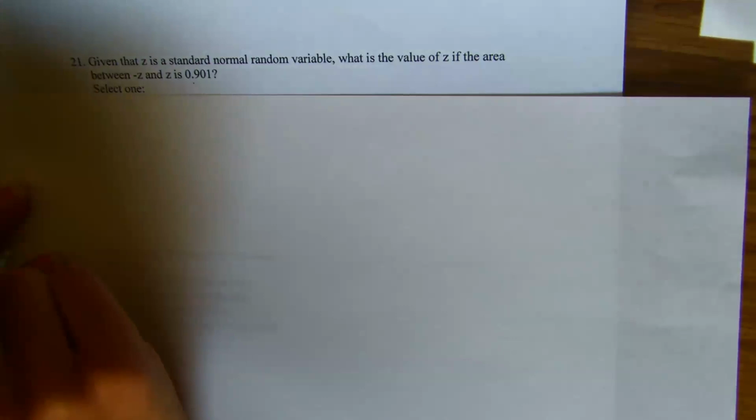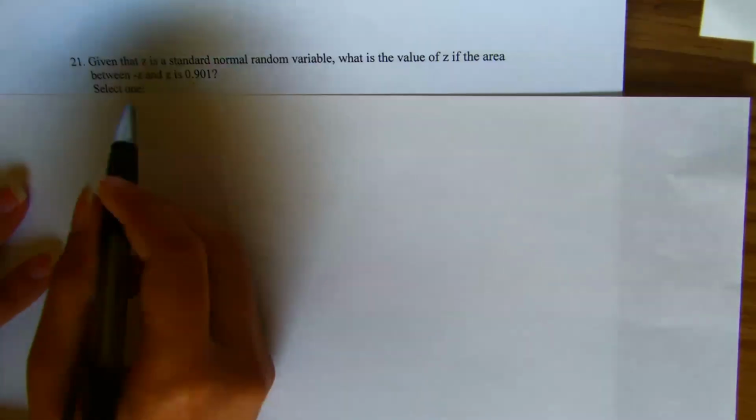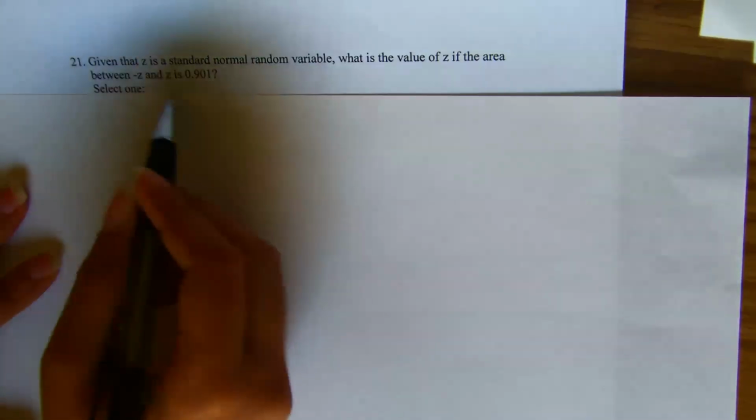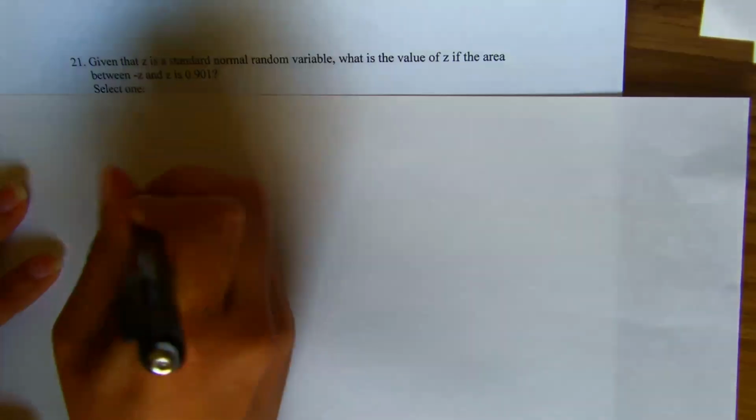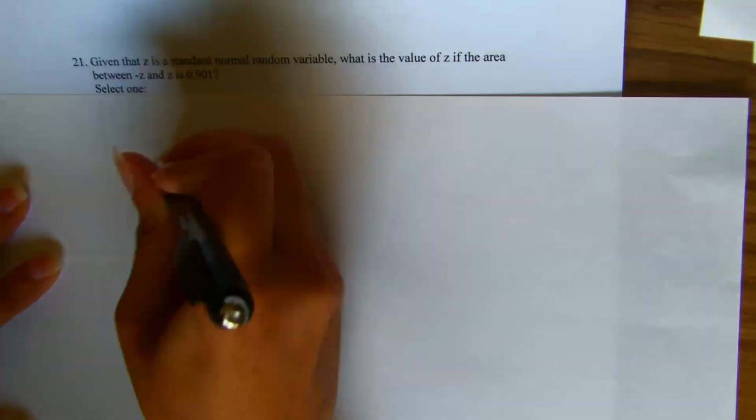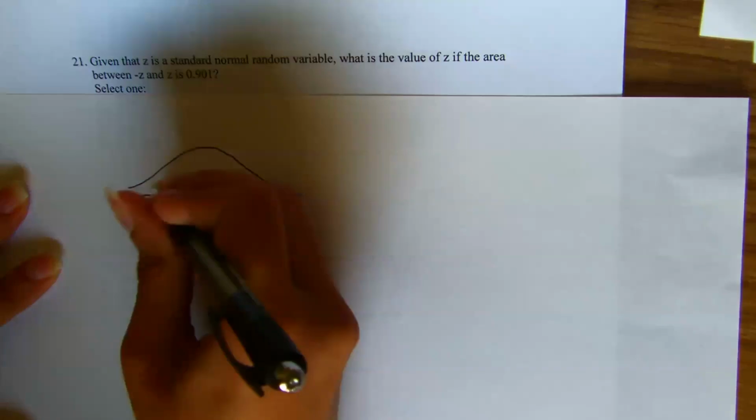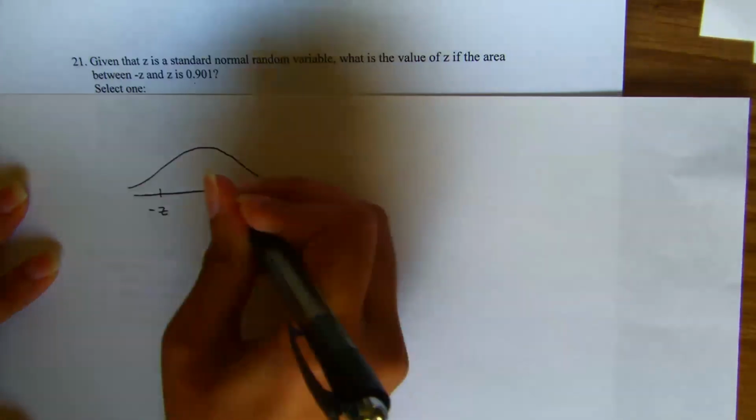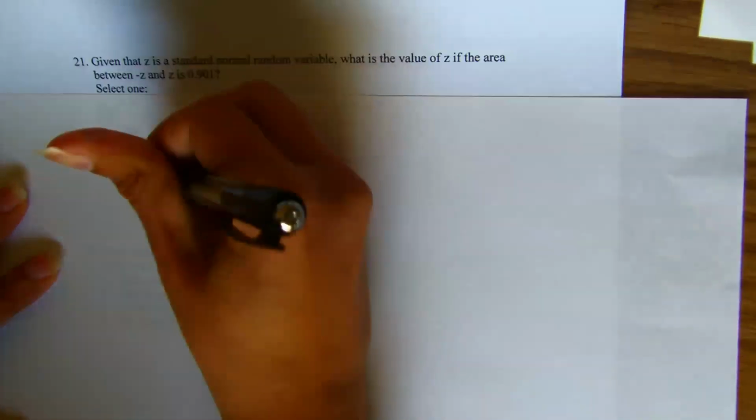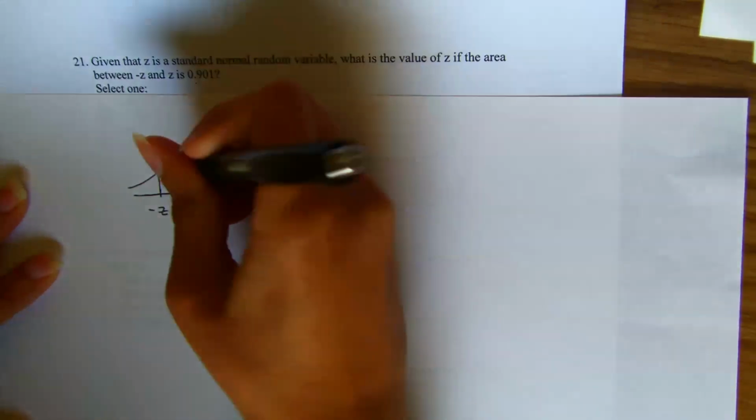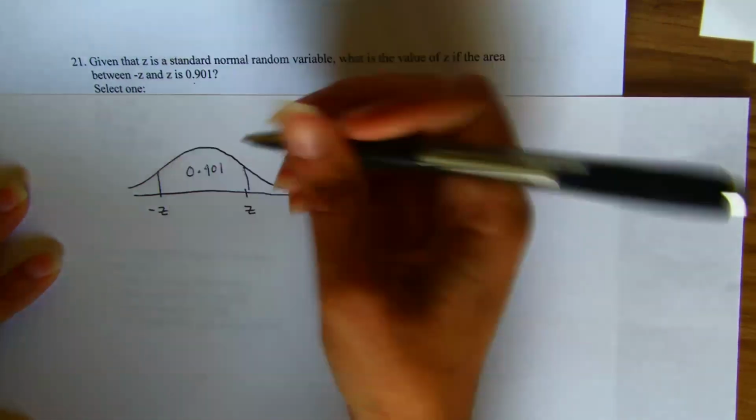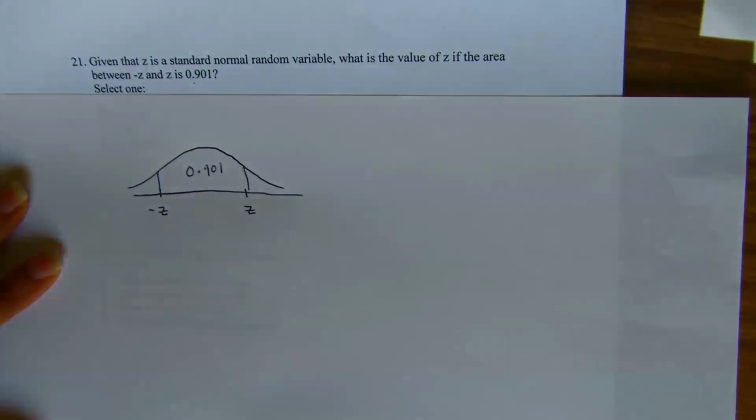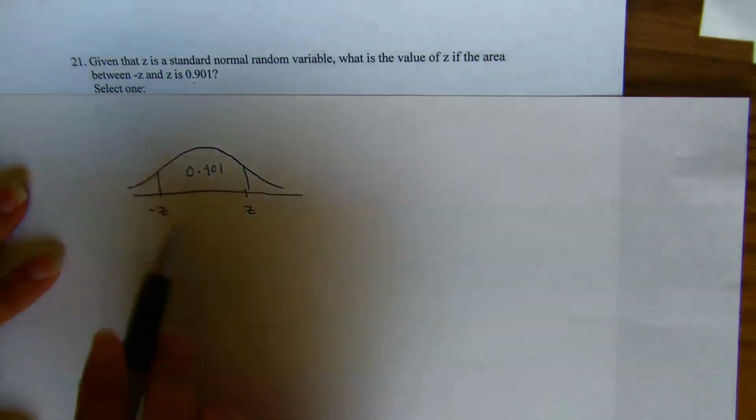Okay, so for 21, it's asking for the z values given an area. So the best way to do this is to first visualize it. So I'm going to draw this out right here. Here we have a negative z, and here is the positive z. And this area right here is 0.901. So it's kind of hard to just calculate these two z values given this.